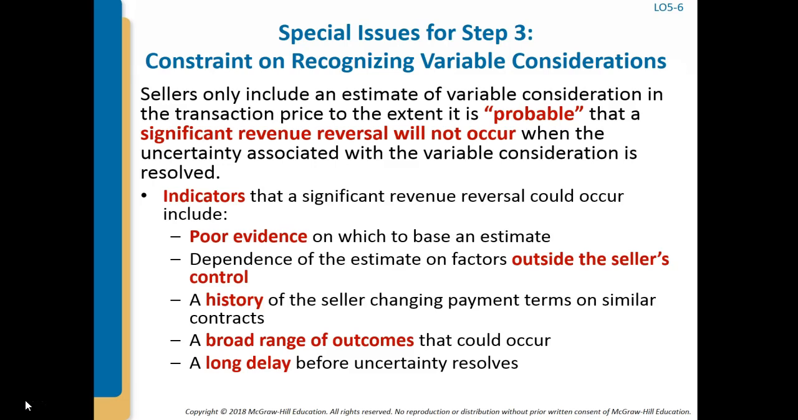Indicators that a significant revenue reversal could occur include poor evidence on which to base an estimate, dependence of the estimate on factors outside the seller's control, a history of the seller changing payment terms on similar contracts, a broad range of outcomes that could occur, and a long delay before the uncertainty resolves. Sellers update their estimate of variable consideration each period, including their conclusion as to whether variable consideration should be constrained. Those changes in estimates are recorded to revenue in the current period.